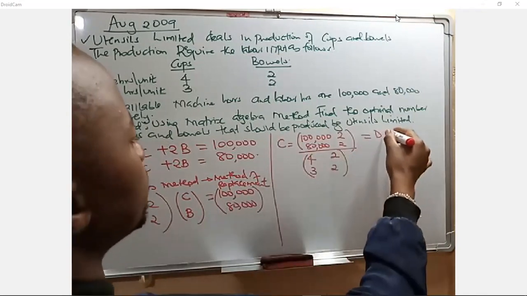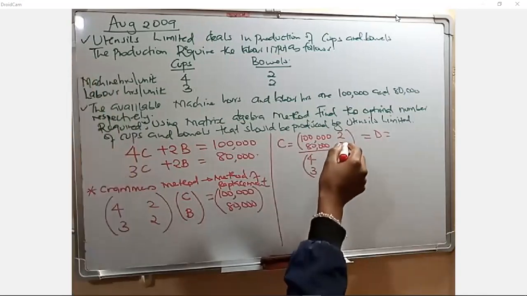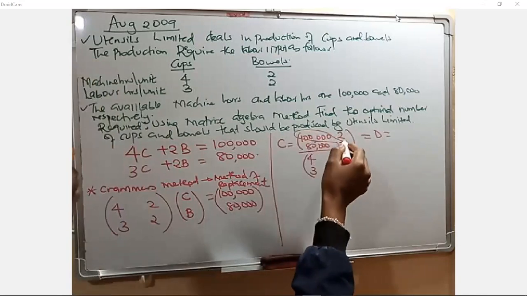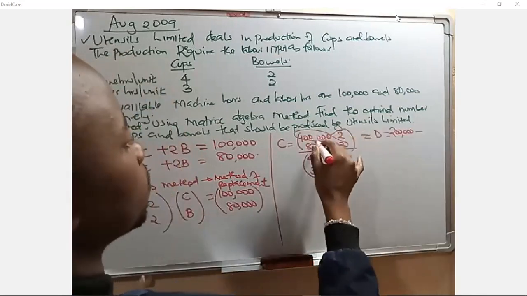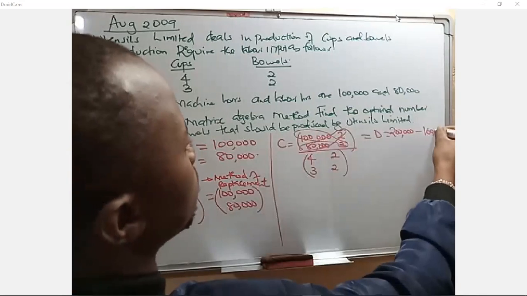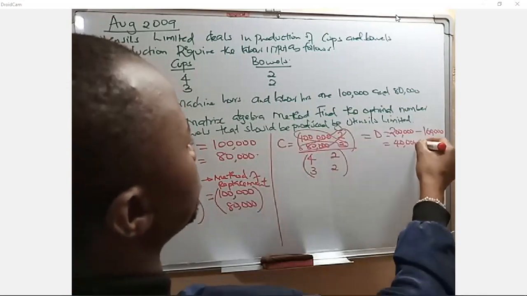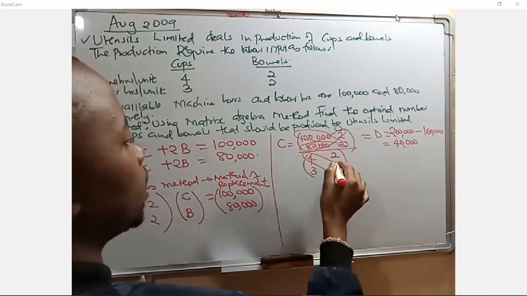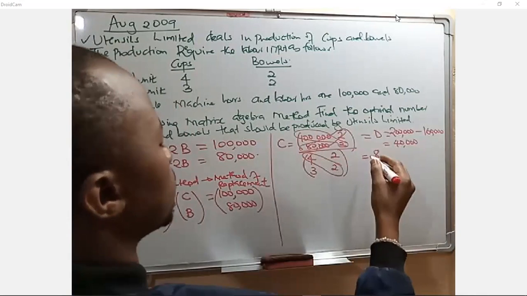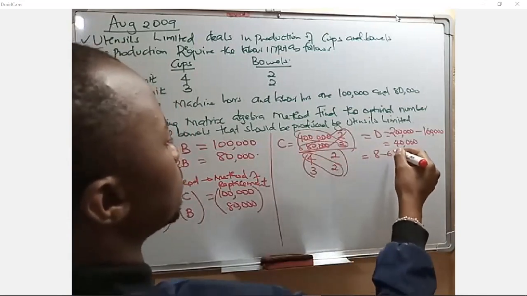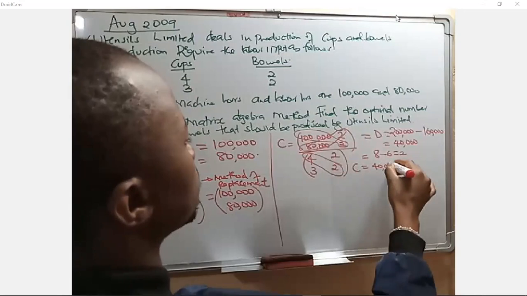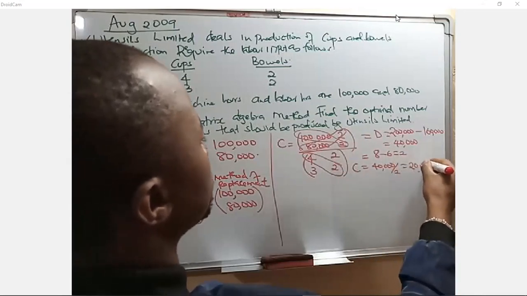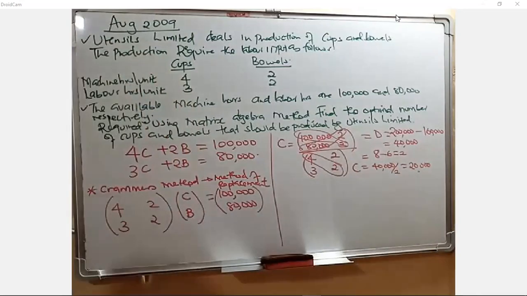Then we calculate the determinants. To get the determinant for any matrix, we take the product of the primary diagonal, which is 200,000, minus the product of the secondary diagonal, which is 160,000. So this is equivalent to 40,000. For the matrix on the downside, the primary diagonal is 8, 8 minus 6, and this is 2. So to get the value of C, I just need to take 40,000 divided by 2, which is 20,000.